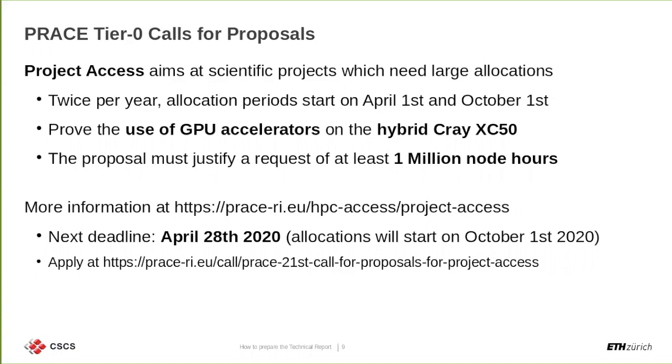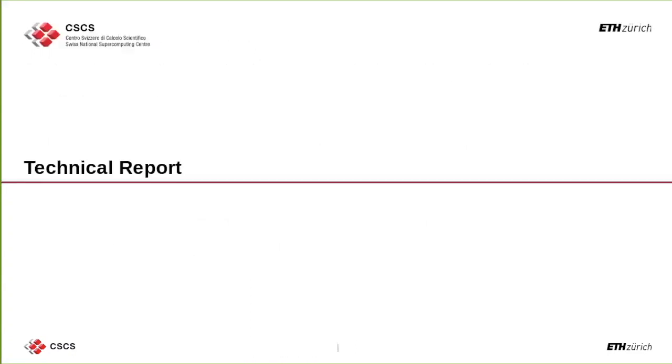And the proposal must additionally justify a resource request of at least 1 million node hours on PITS-DINT. You can find more information at the link in the page. The next deadline is April 28, 2020, with allocation starting on October 1st this year. You can apply at the link provided at the bottom of the page following the next call for proposals, that is call 21st. Now, let's go to the core of the talk, which is about the technical report.